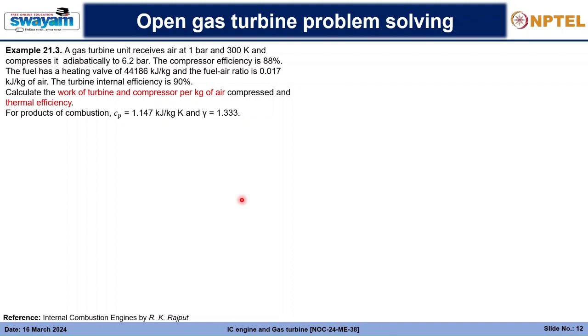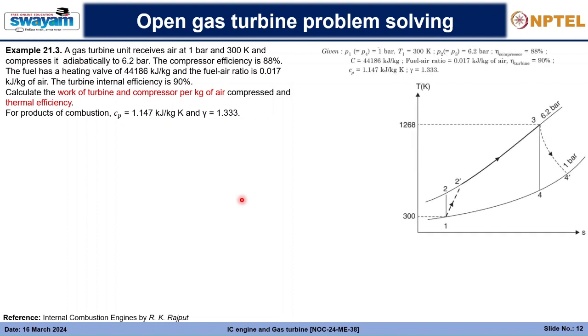Okay, then let us solve this question. So, this is the TS diagram of the problem. We are given that initially the pressure is 1 bar and it raises to 6.2 bar. So this is 6.2 bar, this is 1 bar, and the highest temperature is it given? Initial temperature is 300 Kelvin.